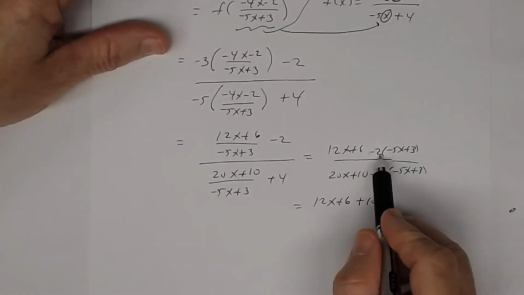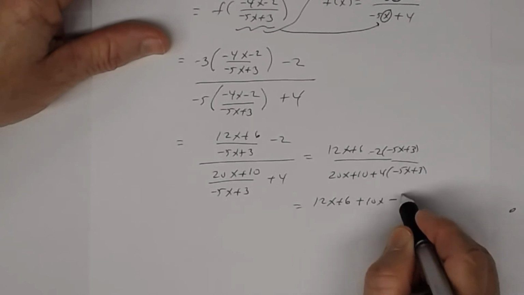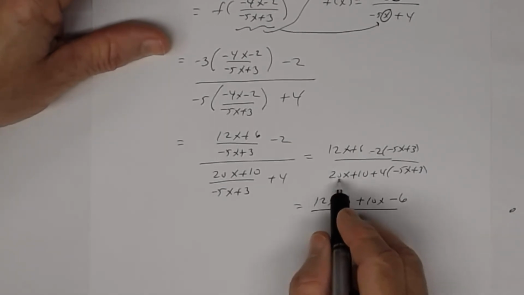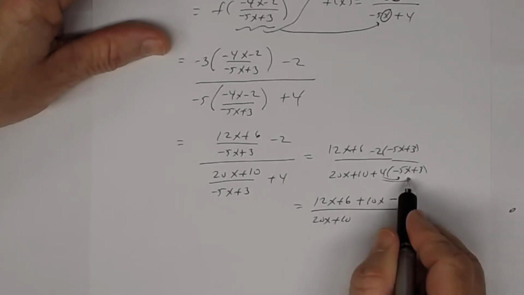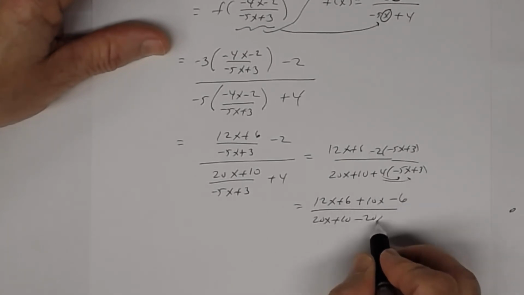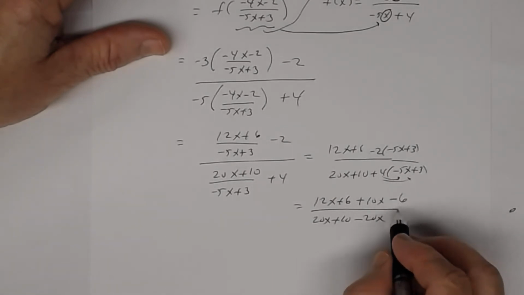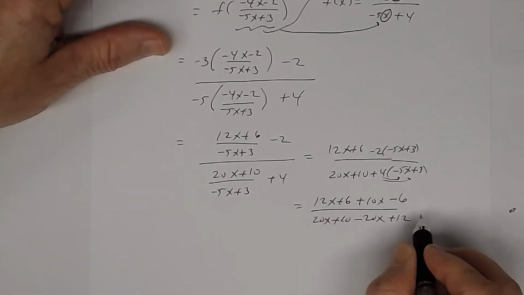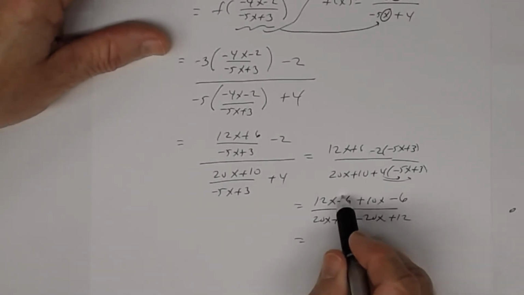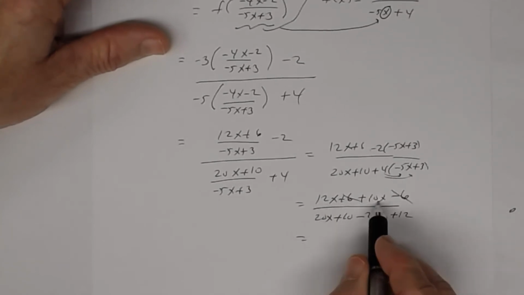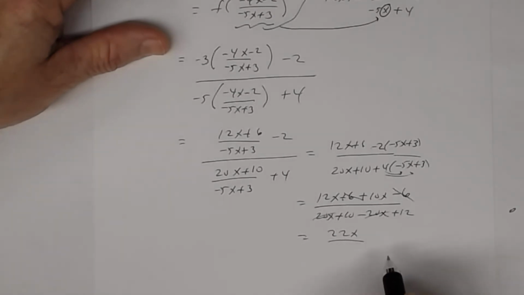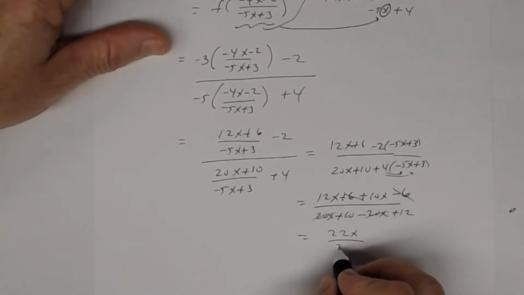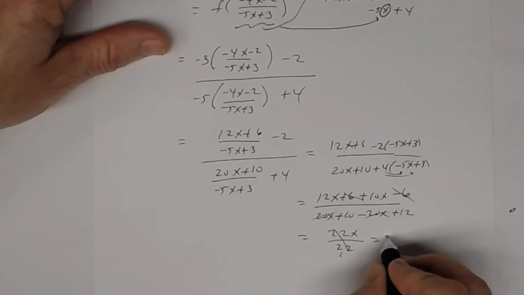And then negative 2 times 3 is negative 6, divided by, and then 20x plus 10. And then 4 times negative 5x is negative 20x, and then 4 times 3 is 12. Combining like terms, 6 and negative 6 is 0, 12x and 10x is 22x, and 20x and negative 20x is 0, 10 and 12 is 22, and when you reduce, you get x.